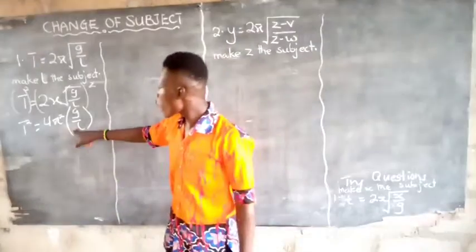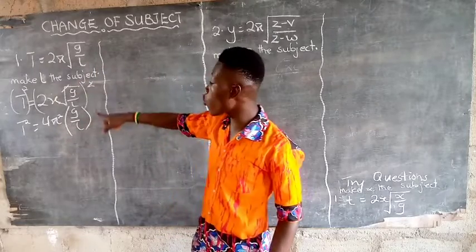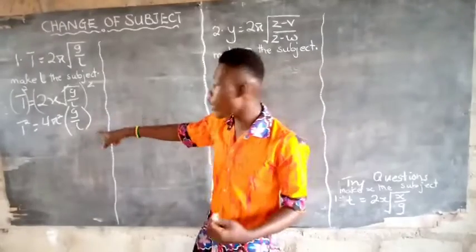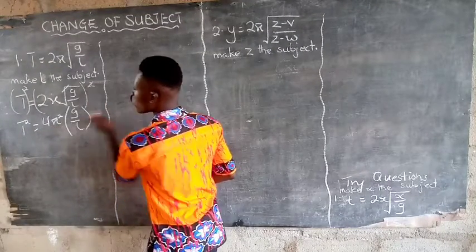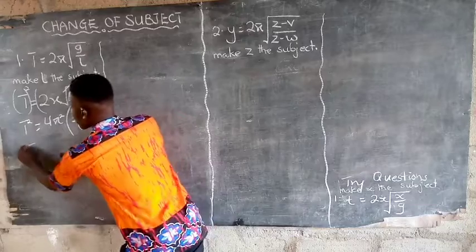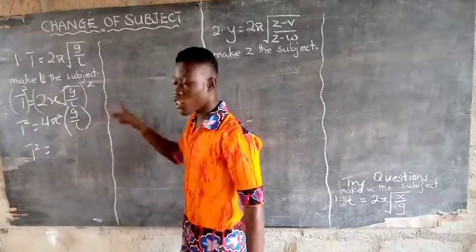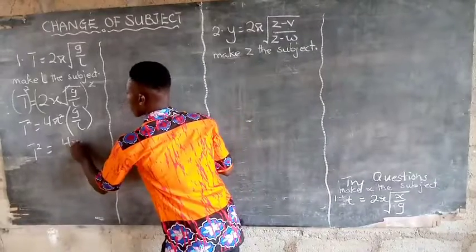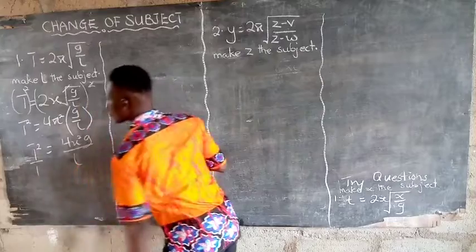From here we are looking for L, as we are asked to make L the subject. So our main focus is on the L. From here, what we do is use this 4 outside the bracket to expand the bracket. So we get T squared is equal to 4 pi squared G all over L. We know any number standing alone is over 1.